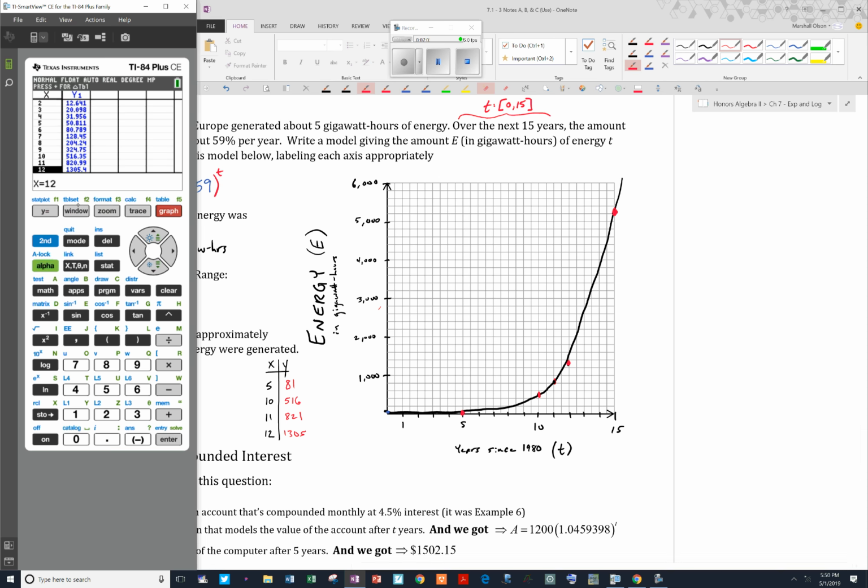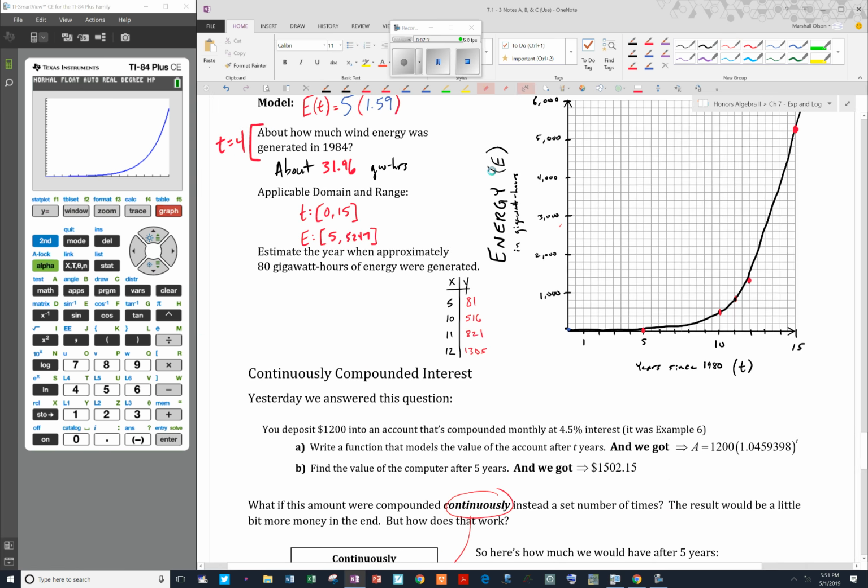If you want to play around with the window, change your window so that it matches this one. Our window goes from 0 to 15 on the x values. I'm just going to go by ones. And then the y values from 0 to 6,000. If you want to make it just like ours, you can make the y scale go by 200s like ours does. And when you graph it, it should look a lot like ours does. Looks pretty nice.